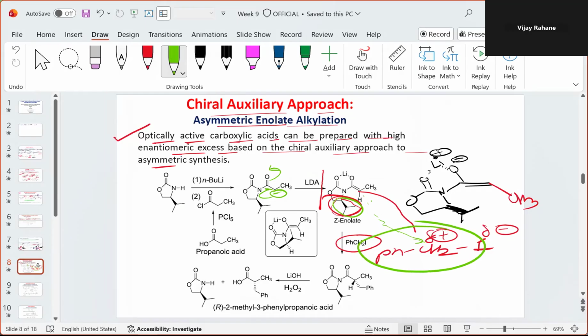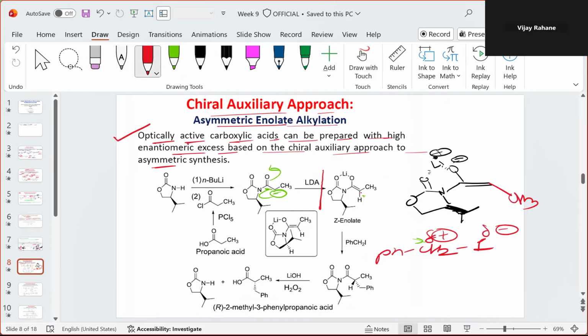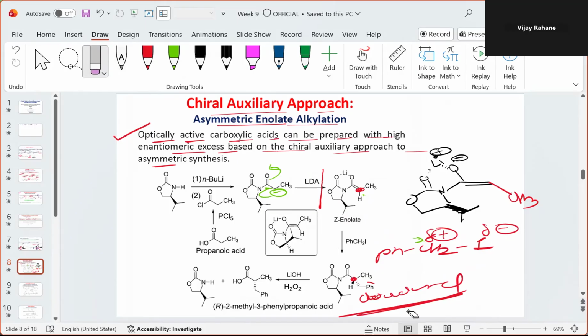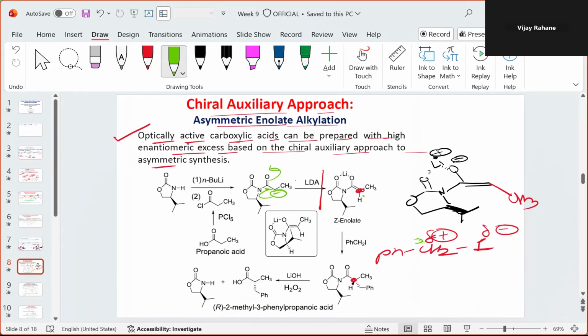So the attack can take place very easily from the bottom side. So the electrophile can approach this reaction center from the bottom side, and we get the product which we can see here. So this group is directing downward. Basically this group has attached from the downside of this carbon center, right? So you can look here, this group is entirely downward, and this is mainly governed by the stereochemistry present in the auxiliary part.